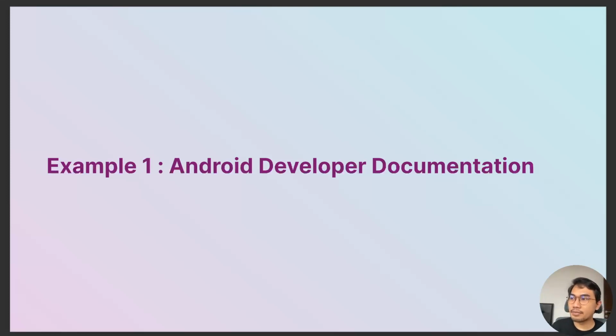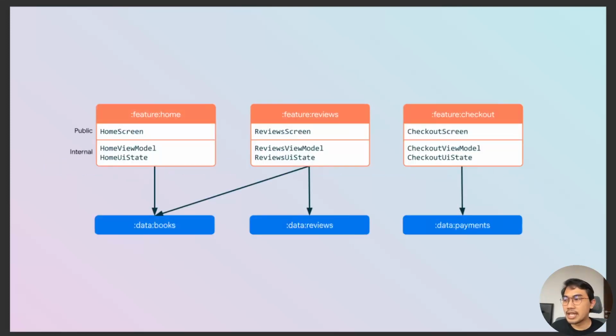For our first example, this example is taken from Android developer documentation. The Android developer documentation's preferred app architecture is model-view-viewmodel. As you can see in this picture, the view model is inside a feature module. There is a home view model in the home feature module, reviews view model in the reviews feature module, and so on. And a feature module can depend on a data module where the actual work is happening.